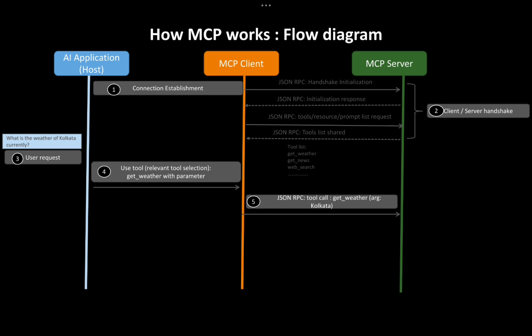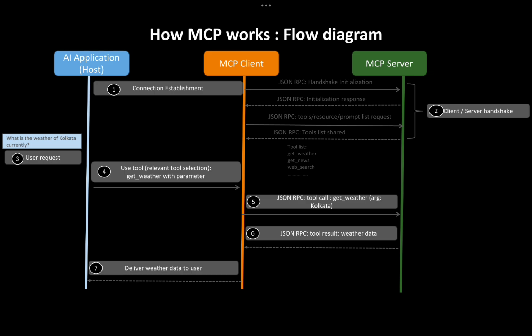So here the get weather tool will be called with the argument that it needs to get the weather for Kolkata, right? So then that information will be sent to the server, and the server will respond back with the weather data, and once the client receives that data, then the client will deliver that weather data to the user, right? So this is what a typical MCP workflow looks like, and how this whole architecture has been designed.